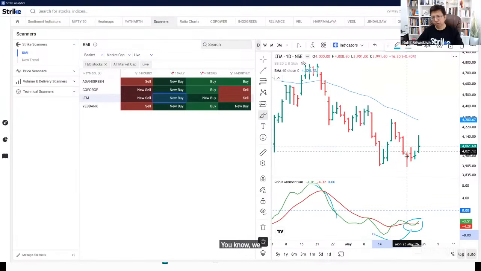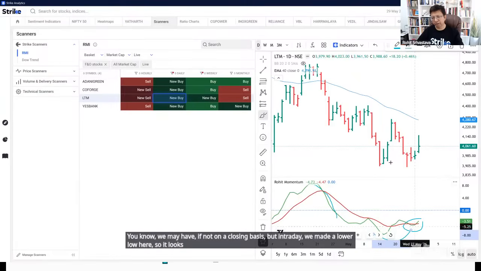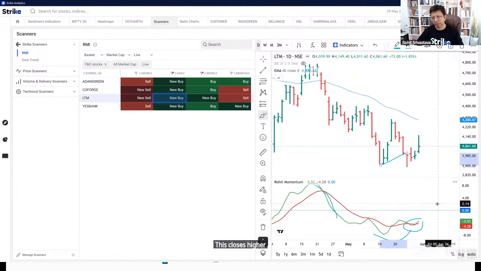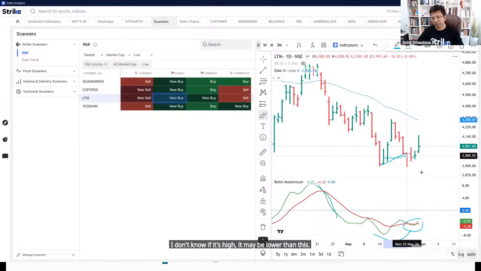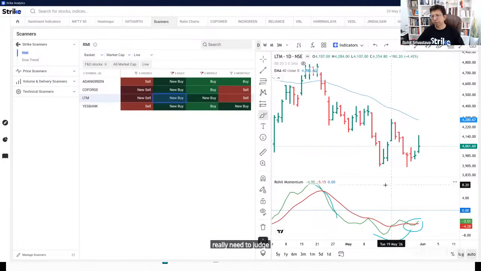We may have, if not on a closing basis, but intraday we made a lower low here, so it looks like a positive divergence. But on a closing price basis, this closes higher, and therefore you don't have a classic divergence. I don't know if it's higher; it may be lower than this. Really need to judge. So yeah, but this is the lowest point of close. So yeah, it is not lower on a closing basis.